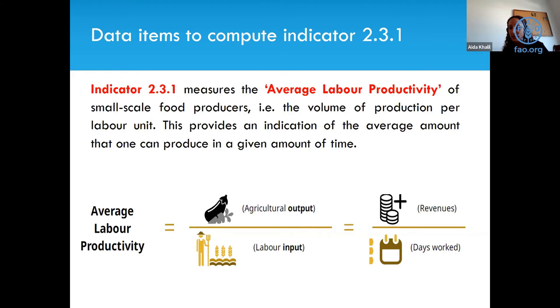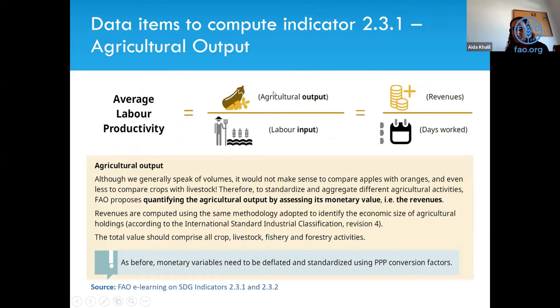So let's see a bit more on which are the data that we need to compute the agricultural output, so the value of the agricultural output, and the data that we need to compute the labor input. As we said before, it wouldn't make any sense to quantify the agricultural output in terms of quantity produced, because we have different types of products that are produced, and we cannot sum them together, like, I don't know, apples with oranges. So we have to look at the monetary value of production. For doing that, we need a quantity multiplied by a price. So what we have discussed before.